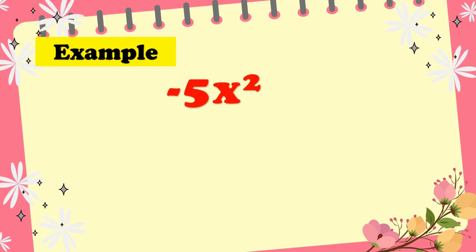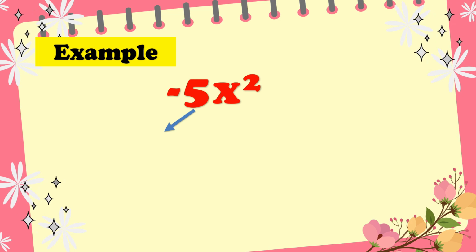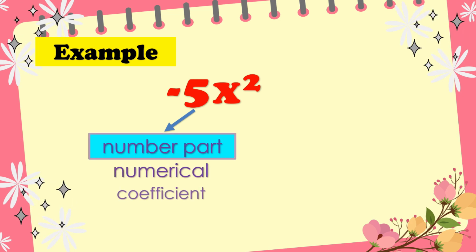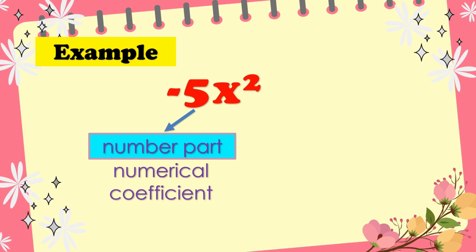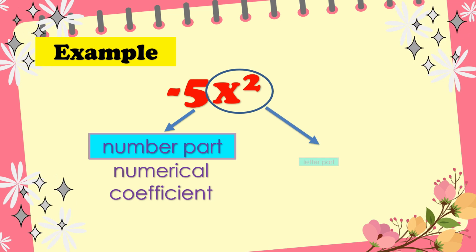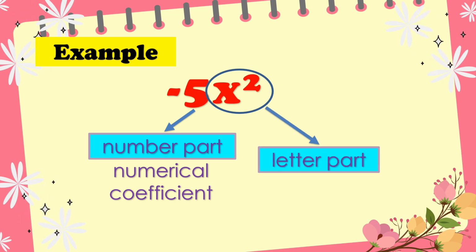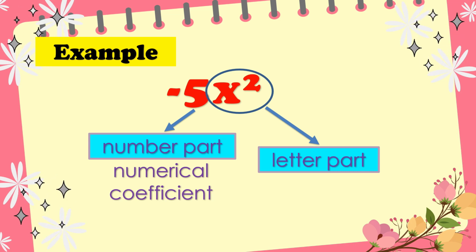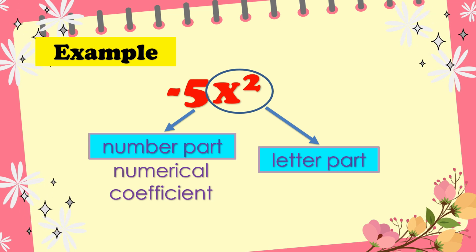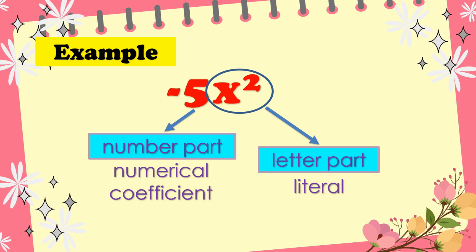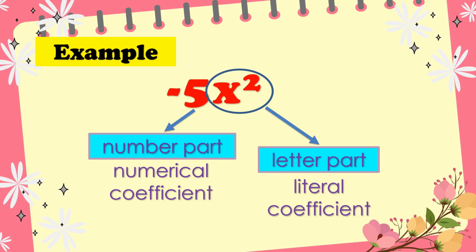Negative 5x squared. Yung negative 5 ay number part. Therefore, siya yung ating numerical coefficient. Ano naman yung x squared? Siya yung letter part. At napansin nyo, hindi lang siya basta variable ngayon. Meron na siyang exponent. So, ang letter part pala, kasama yung variable together with the power or yung exponent. At tatawagin natin silang literal coefficient.